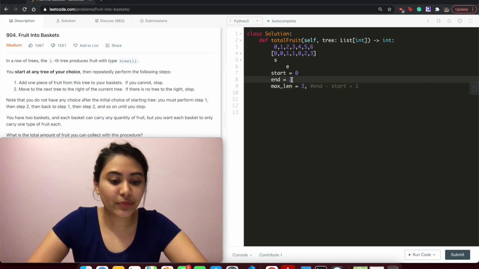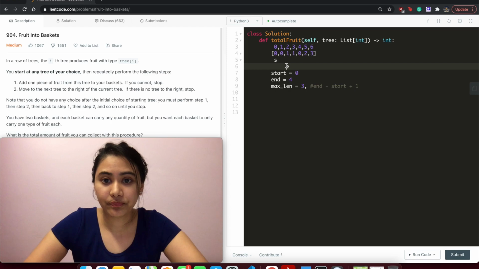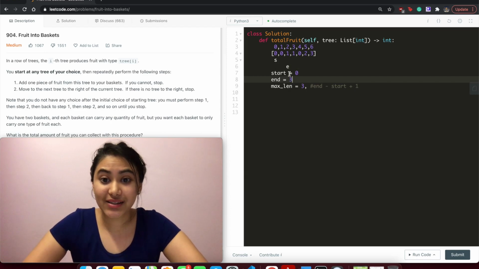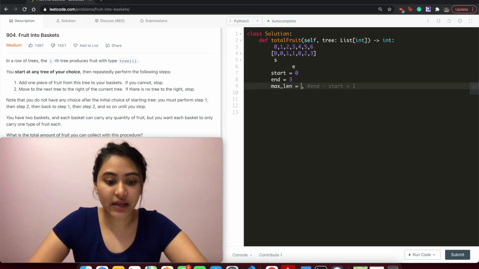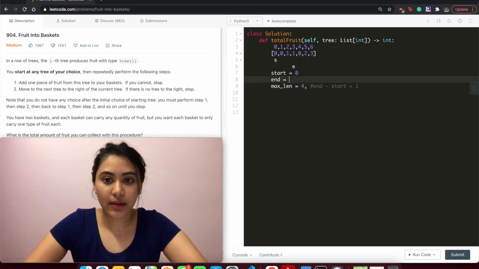We can continue incrementing end. So we go to the right again. This should be index 3. 2 types of fruit still. Updating max len, updating end.